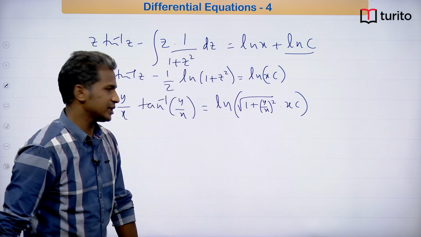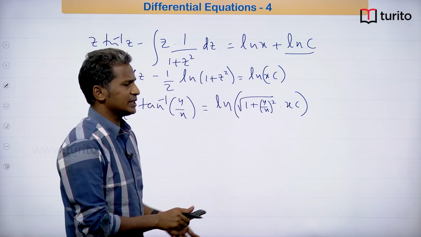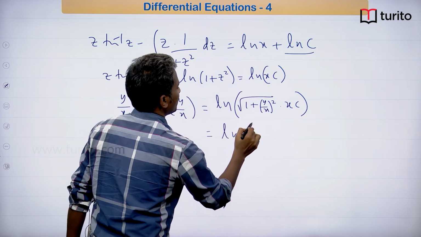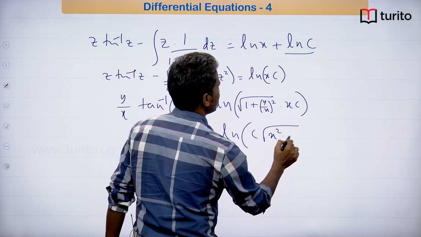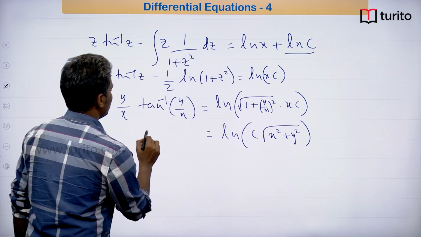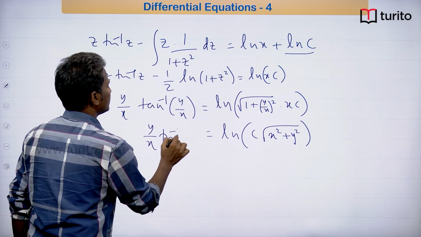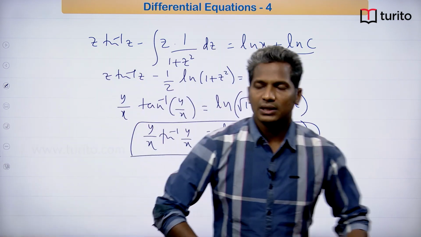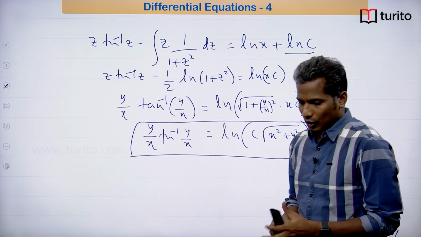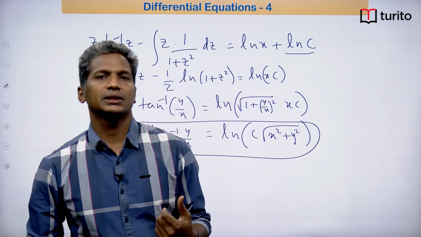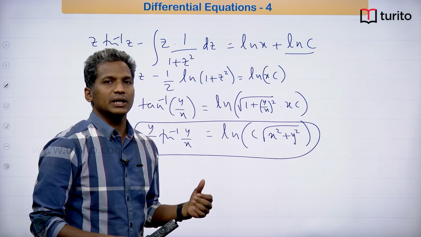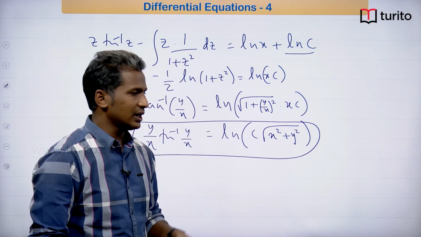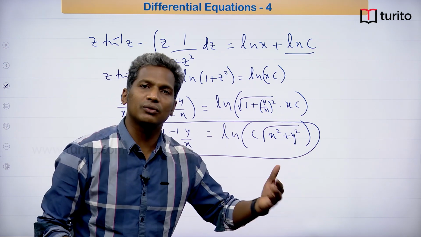I have jumped 2-3 steps here. So further when I simplify this, what do I get? X may get cancelled. So I will get log of c into root of x square plus y square, which is same as y by x into tan inverse y by x. So we can take this as the function. Also, if you observe this equation, it is not an explicit function, it is actually an implicit function. So we can leave it like this. We cannot write x as y or y as x.